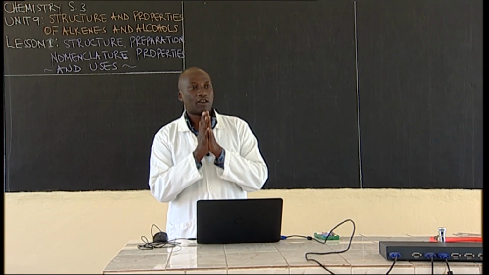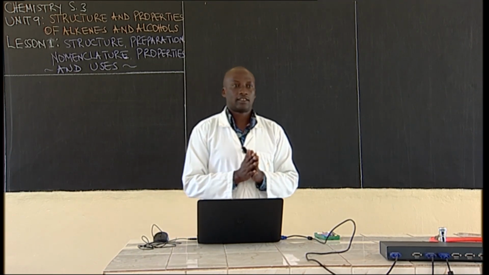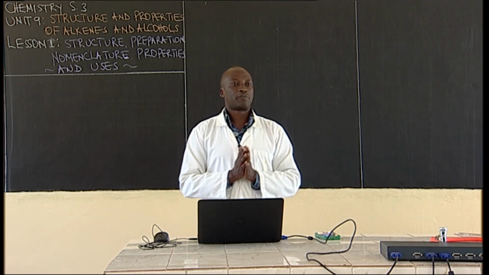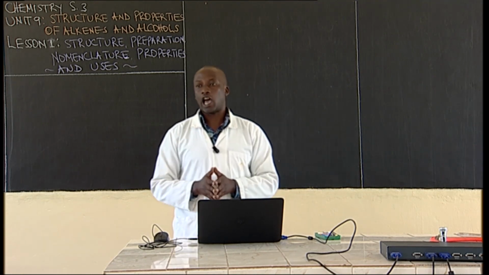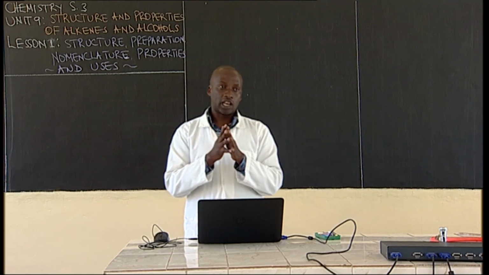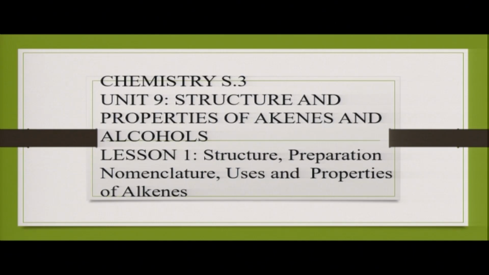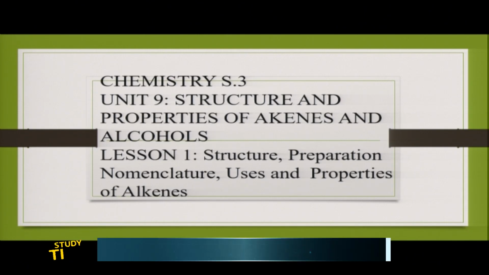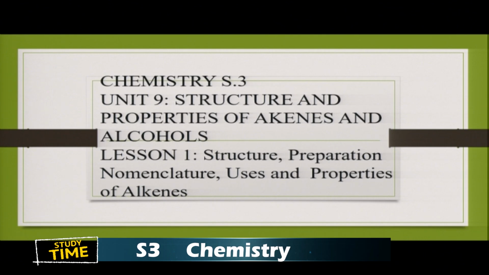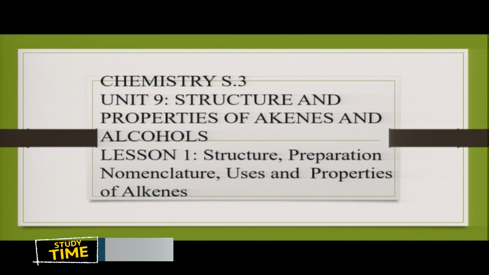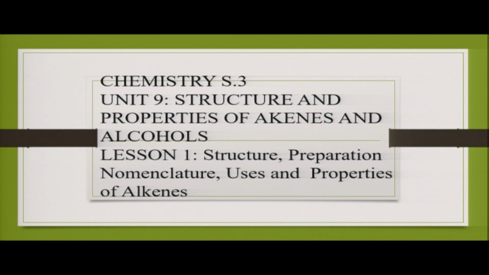We are on unit number 9. It's about structure, properties of alkenes and alcohols. So that is the unit 9. And our lesson number 1 will emphasize on the structure. We'll talk about the preparation methods. Then we go to nomenclature, that is the system of the naming of these compounds. And then we look at the uses and the properties.